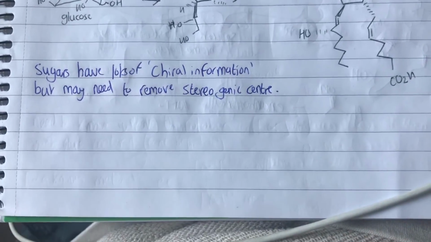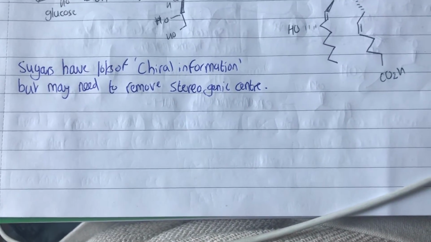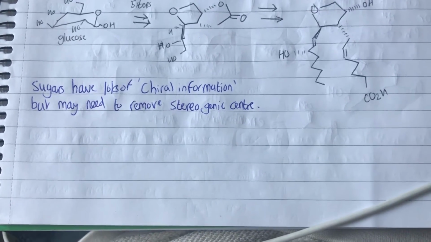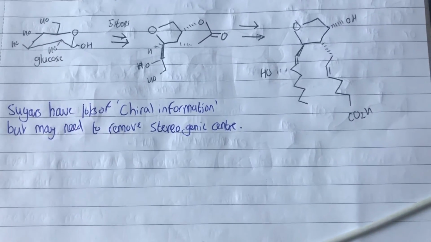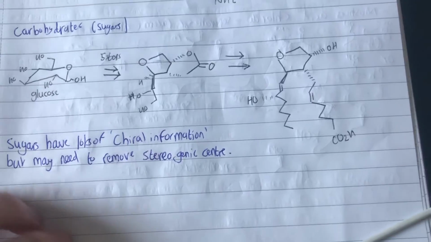The problem is, sugars have a lot of chiral information, but you might need to remove the stereogenic center. The stereogenic center is just where you can basically change two groups around an atom or molecule, and once you've done that, you make a stereoisomer of it.